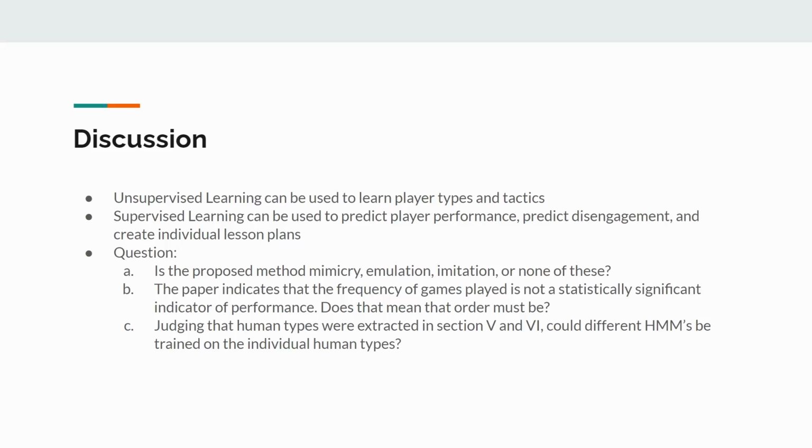And judging that the human types were extracted in section 5 and 6, could multiple HMMs be trained on individual human types to determine the optimal lesson plan in order to get to that quality of player? I actually think this would make for really interesting future work, essentially creating specific lesson plans, not just generalizing based on the top 50% or bottom 50% of users, but making personalized lesson plans based on single human type data. That would be an interesting thing to look at.